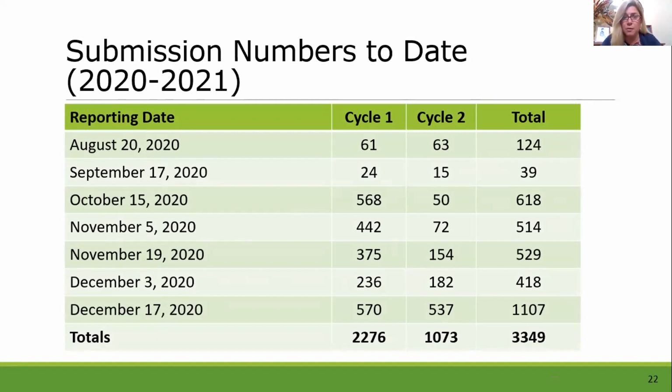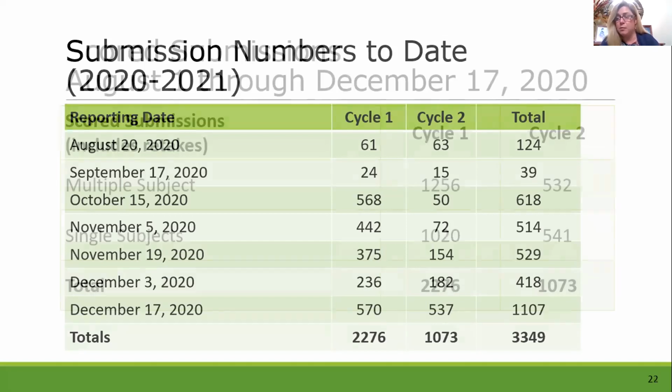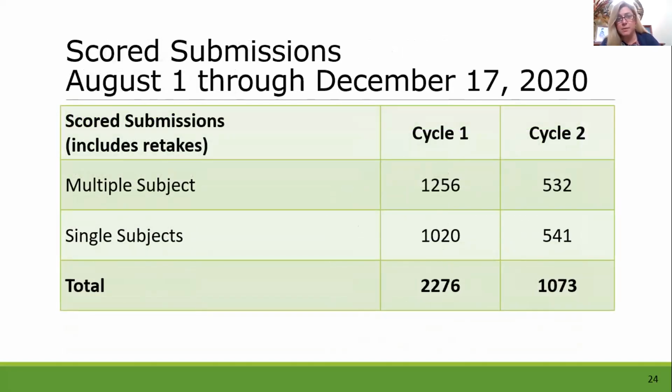As you see, numbers were pretty low as we went through August through November, but we did see a significant increase in the number of submissions for the December 17th reporting. I expect that in the spring, we will continue to see increases in the numbers more aligned to where we were last year. Moving on to the next slide, we've broken out our submissions for multiple subject and single subject by cycle. And as expected, more cycle ones in the fall than cycle two, and pretty even between our multiple subject and single subject, just a little percent higher in terms of the number of multiple subject candidates for cycle one.